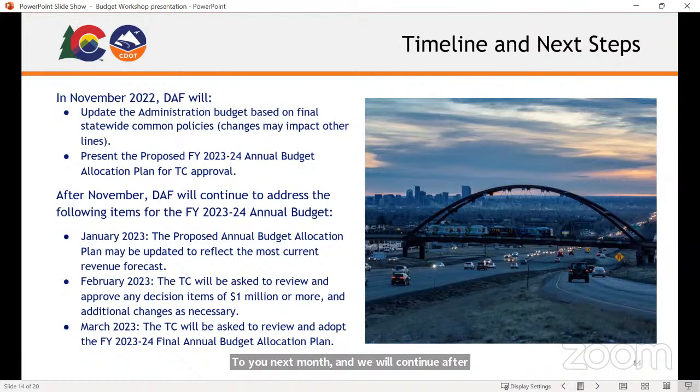So in January, if we need to make adjustments based on that revenue forecast, we'll take those actions. In February, we'll present the decision items to you for review, and you can make any other additional changes as necessary in February prior to March when we come and ask for a final review and adoption of the budget.